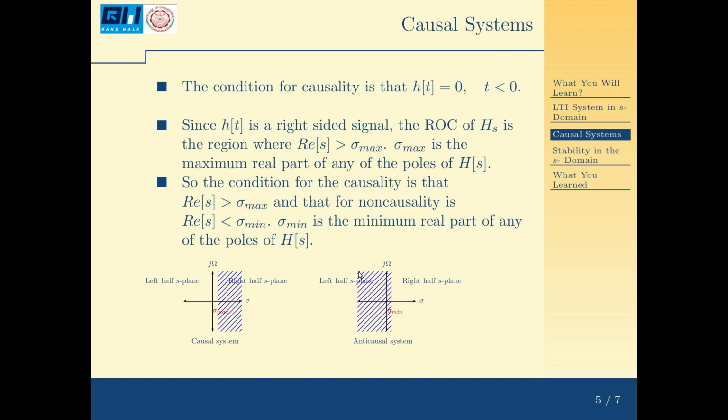And the condition for non-causality is that the real part of s is less than sigma min. Sigma min is the minimum real part of any pole. If this is sigma min and this is the region of convergence, then it's an anti-causal system. So it should be known that h(t) should be a right-sided signal. That is, the ROC of H(s) is the right half of the s plane, the right side of some maximum pole sigma max.